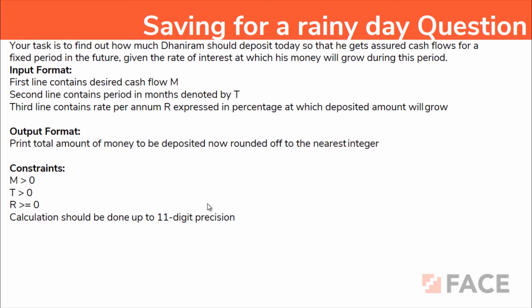So let's check out the input format and the output format. The input will be 3 lines. The first line is the amount that will be withdrawn from his account every month, that is M. T is the total number of months that he has to pay the installment. And the third line tells us the rate of interest at which the amount will grow. Constraints: the amount to be paid every month should be greater than 0, the number of months should be greater than 0, and the rate of interest can be greater than or equal to 0.